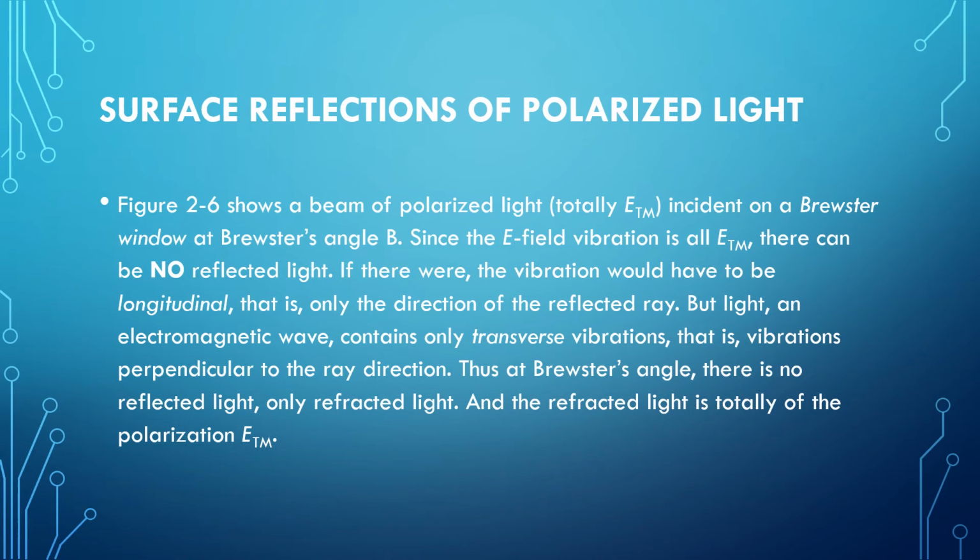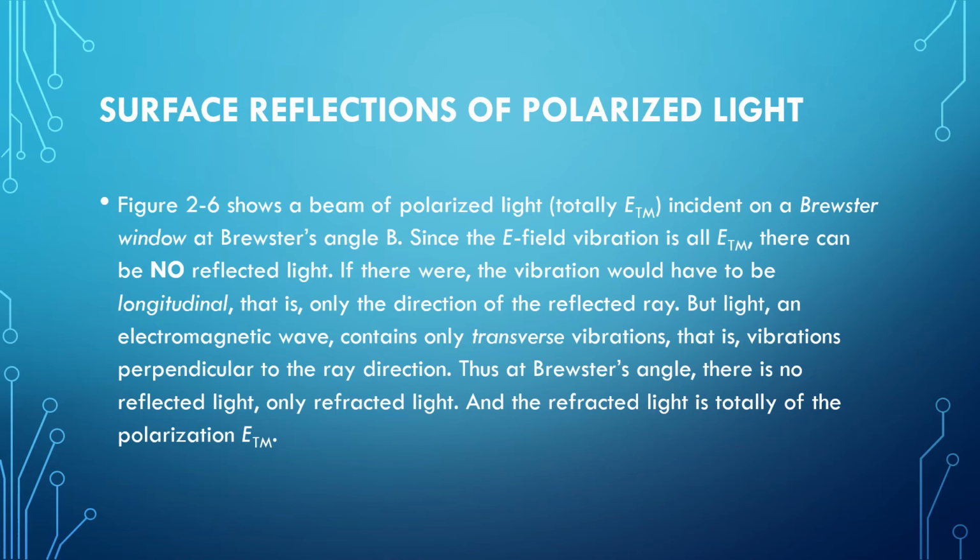So the next page will show figure 2.6 from our textbook, and it shows a beam of polarized light, which is totally ETM, incident on a Brewster window at Brewster's angle beta. Since the electric field vibration is all ETM, there can be no reflected light. If there were, the vibration would have to be longitudinal.